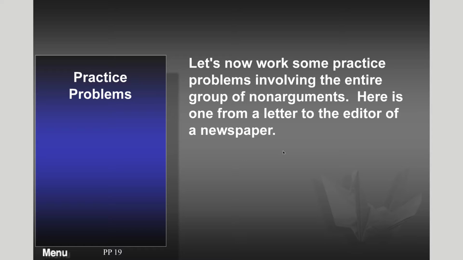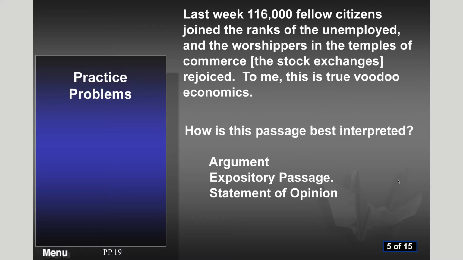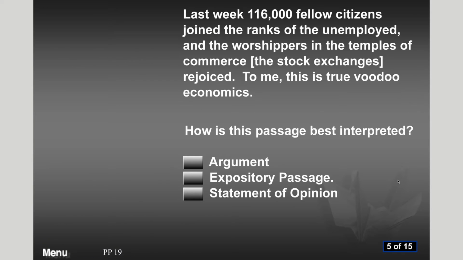So let's finally do some practice problems involving the whole group of non-arguments. Last week, 116,000 fellow citizens joined the ranks of the unemployed, and the worshippers in the temples of commerce rejoiced. To me, this is true voodoo economics. Now, you don't have an expository statement. There's no argument. Why? Because there's no relationship between this statement and this statement.